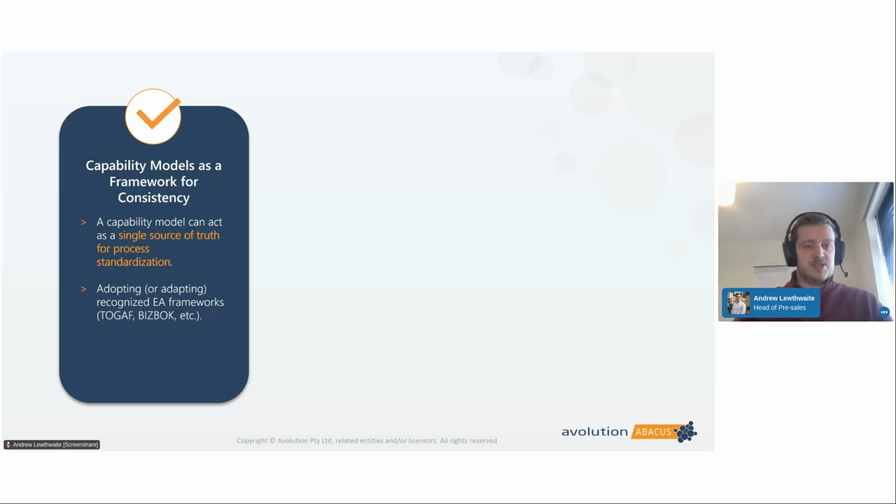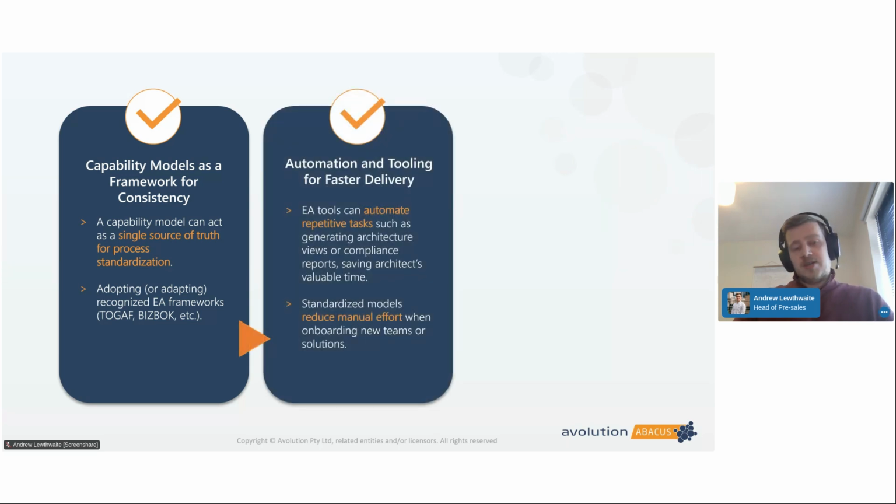So you can see we've mentioned things like TOGAF and BizBOK in here. Of course, it's agnostic of frameworks. Capability models exist in isolation as well. But the benefit is combining those with other areas on different domains as well. Another key area that it can help is around automation.